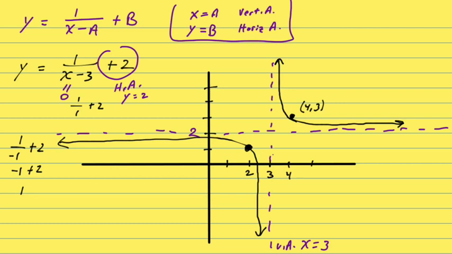So what I usually ask on these graphs is I need you to be able to identify the vertical asymptote, the horizontal asymptote, which is y equals 2, and a minimum of 2 points.